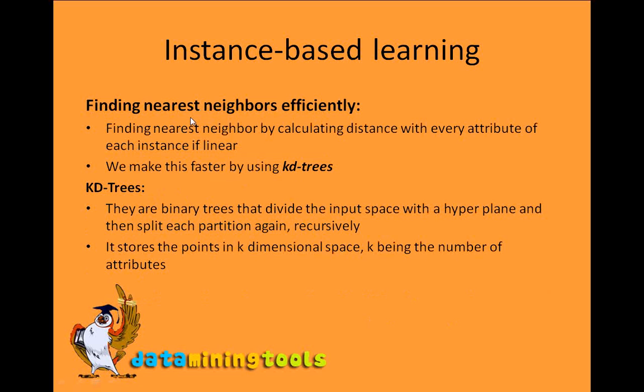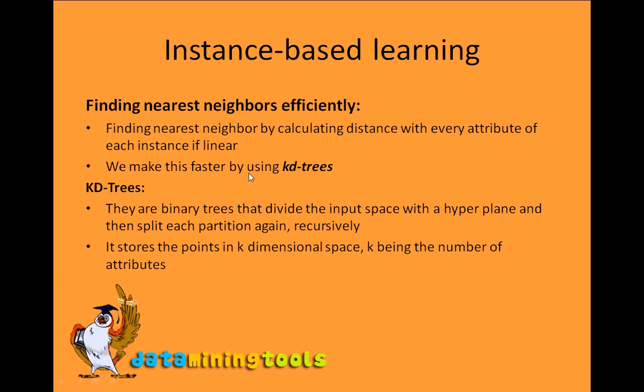Now how do we find the nearest neighbor? We have the distance of an unclassified instance from all the instances belonging to the training set. Now how do we find the nearest neighbor efficiently? The trivial way would be to just calculate all the distances and select the minimum one. That of course consumes a lot of time, so we want an efficient way to do so.